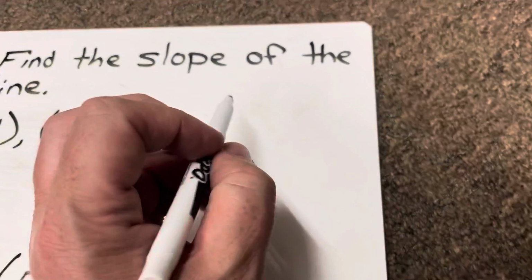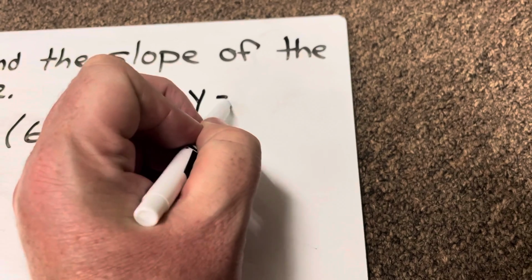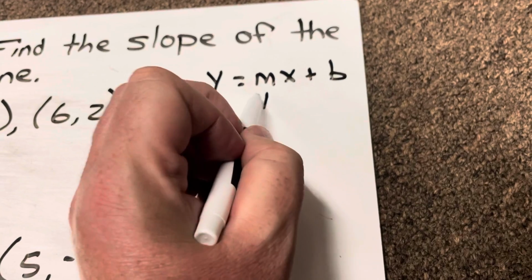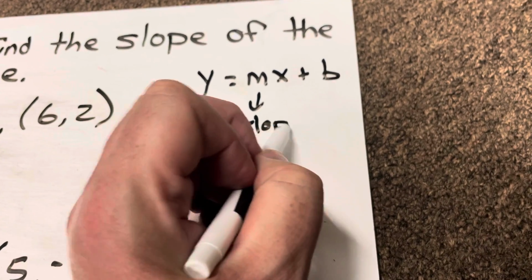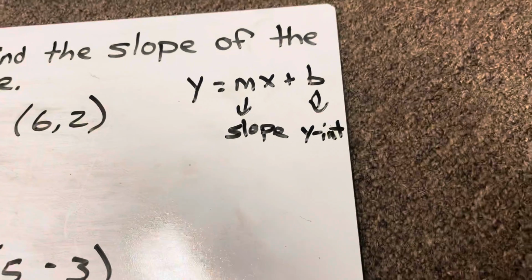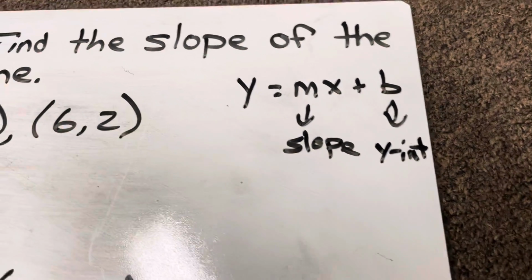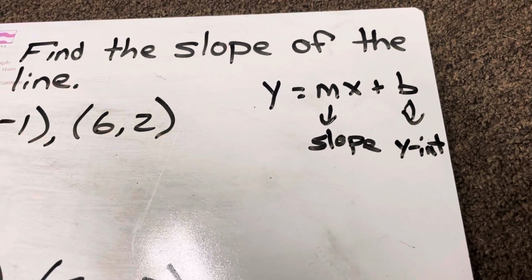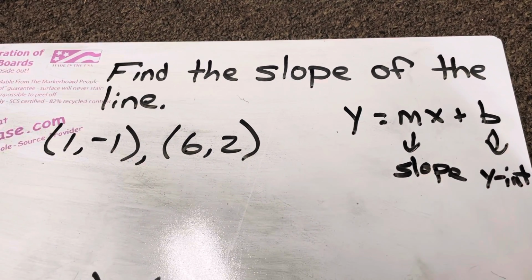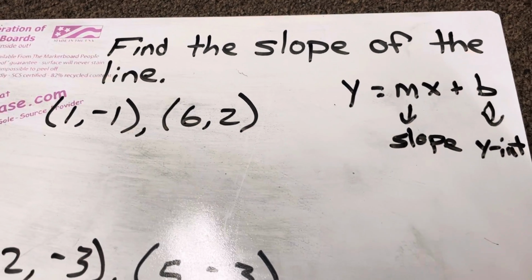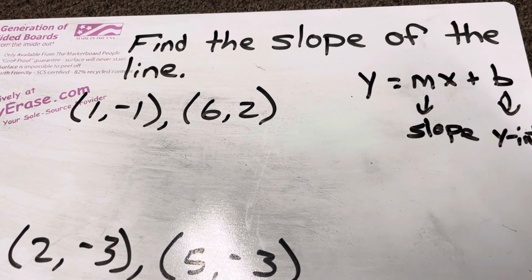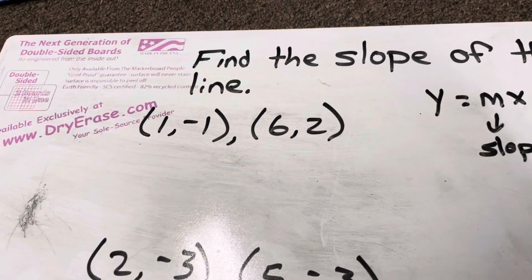We want to remember that the slope-intercept form is y equals mx plus b, where m represents the slope, b represents the y-intercept. That's where it crosses the y-axis. So, our job today is to find the slope when we know the ordered pairs. When we know 2 points on the line, because of course all we need to make a line is 2 points. When we know 2 of those points, it's about finding the slope.